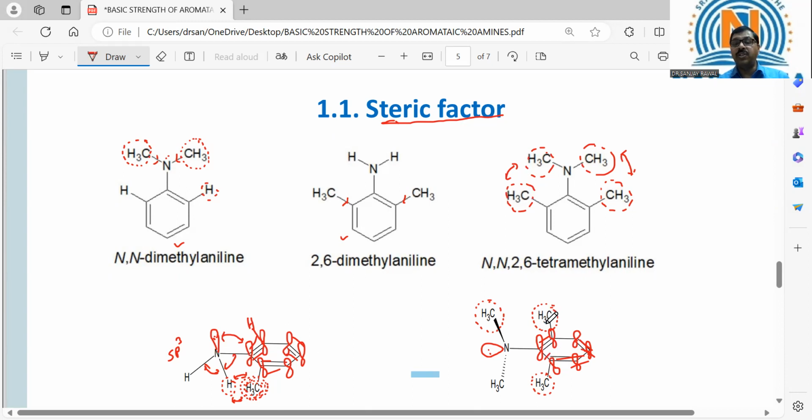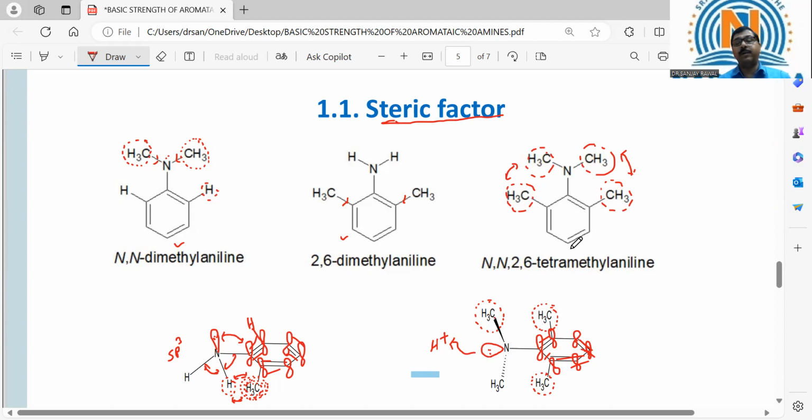But if both of the positions are blocked by some bulkier group, and a bulkier group is also present at nitrogen, now these bulkier groups at nitrogen are perpendicular to the benzene ring, due to which the lone pair of electrons is away from the pi electrons of benzene, and therefore the possibility of this lone pair of electrons taking part in the resonance decreases. Because of this decreasing ability to participate in the resonance, this lone pair of electrons is easily available for protonation, and the basic strength here increases.